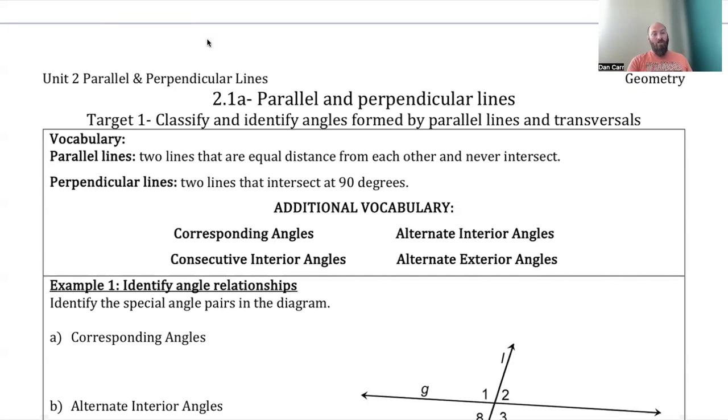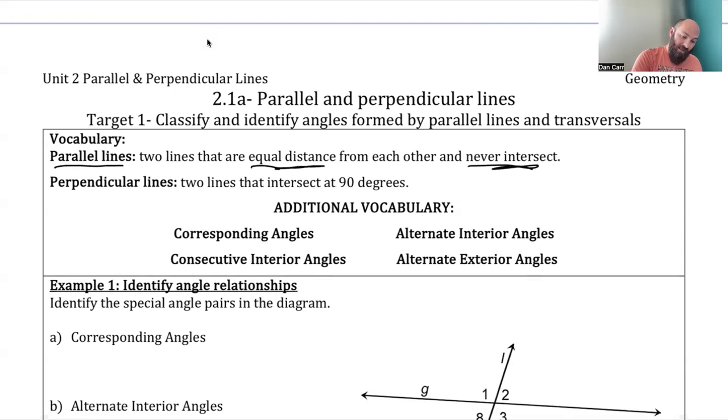Today we're going to be starting up Unit 2 on parallel and perpendicular lines. So for 2.1a, we just have basically some vocab that we want to cover here. First thing we want to talk about is parallel lines. Parallel lines are two lines that are equal distance from each other and never intersect.